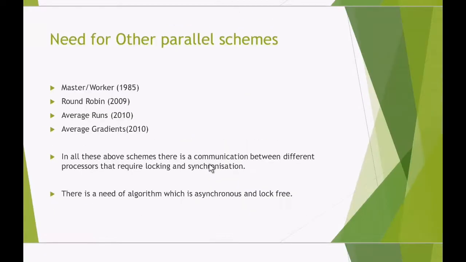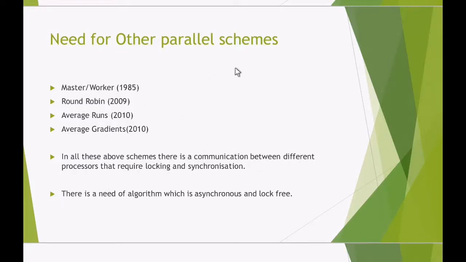There were some mechanisms before Hogwild, namely master worker, round robin, average runs, and average gradients. There can be others, but in all those schemes there are two problems. One, they require locking, and second, they require communication between different processors. Locking can take a huge amount of time sometimes, and synchronization can also take some time.